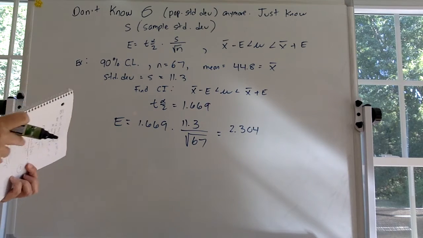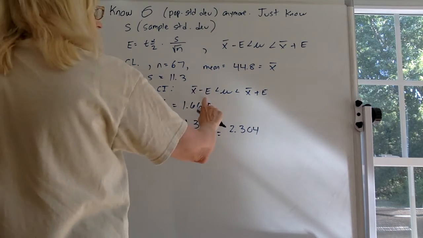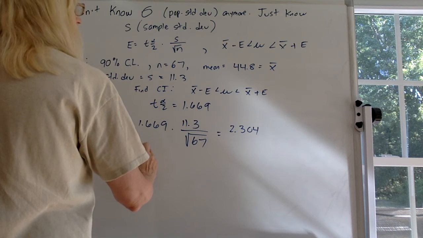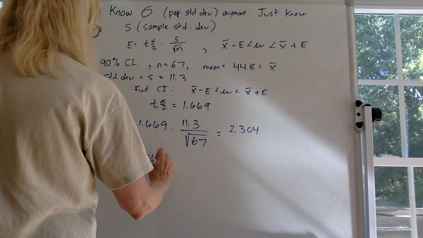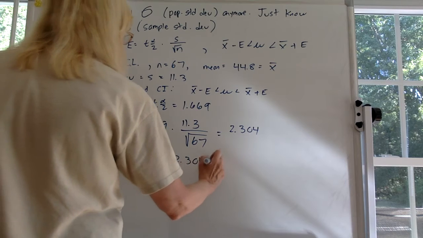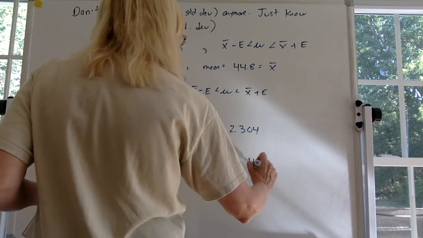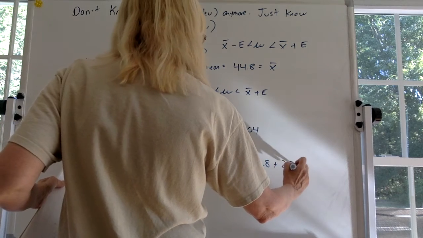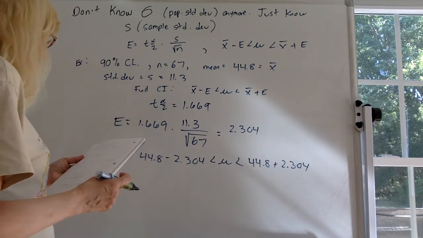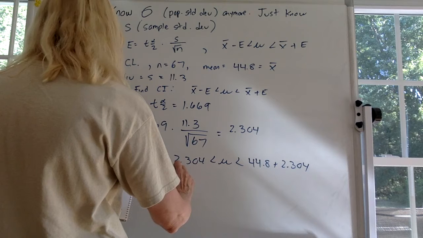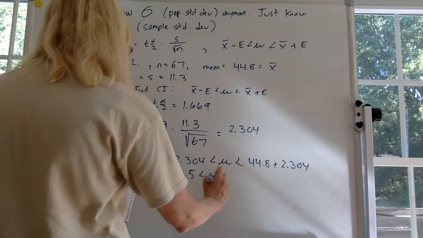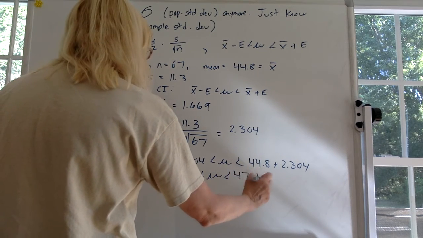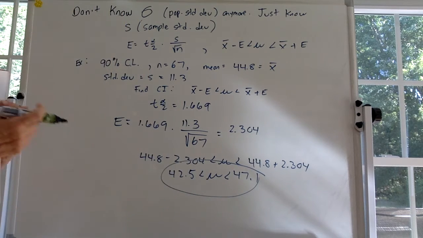To find the confidence interval, you just do the X bar minus the E and the X bar plus the E. So X bar is 44.8 minus 2.304, and 44.8 plus 2.304. Right? So I think they asked you to round it to one decimal point. I got 42.5 to 47.1. That's what I got for my confidence interval. That's what we think the population mean is going to fall between, those two values, given this information that they gave us. I hope that helps.